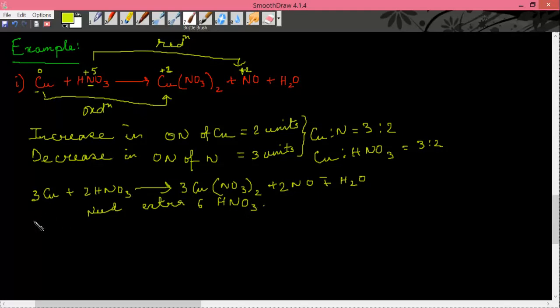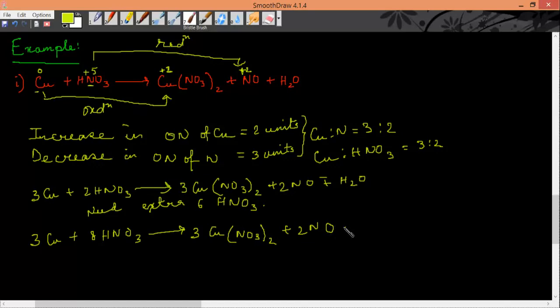So the balanced reaction will be 3 Cu plus 8 HNO3, which will give 3 Cu(NO3)2 plus 2 NO, and then check the oxygen atoms.